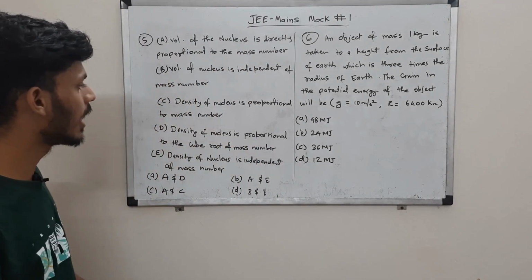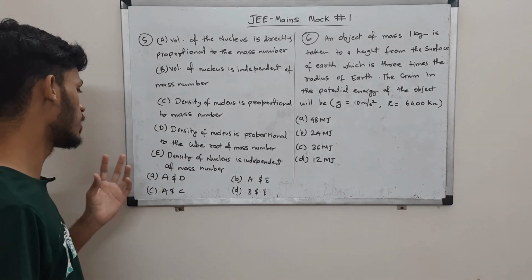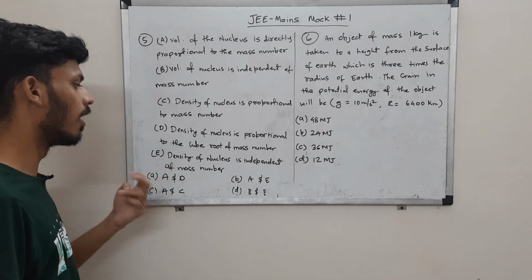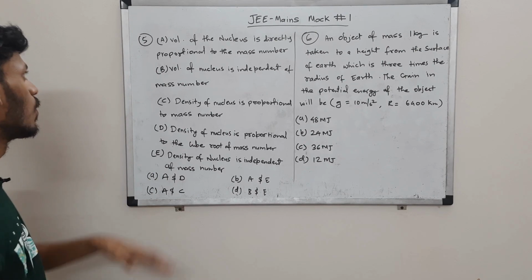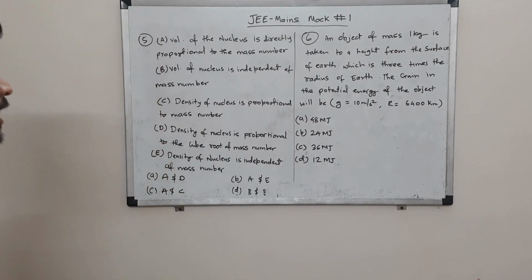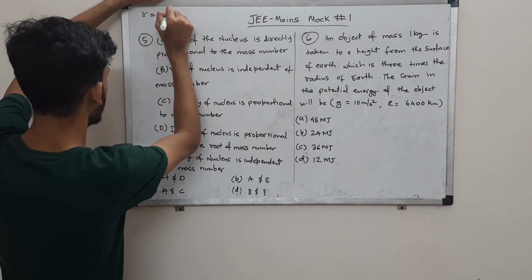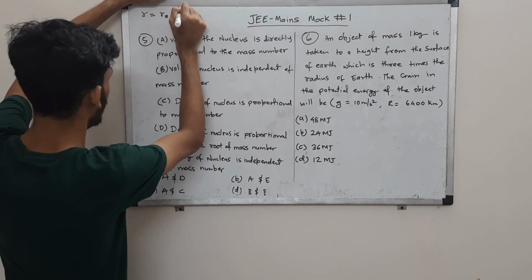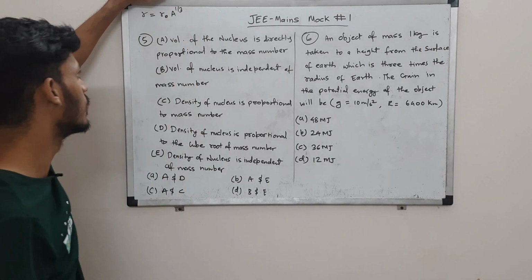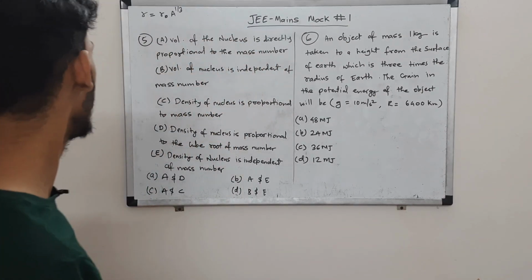In question 5 we are given 5 statements. Among these only 2 are correct. So we are supposed to select the option which has both the correct statements. The first statement reads, volume of the nucleus is directly proportional to the mass number. First of all, you can recall the relation that R is R naught A to the power 1 by 3, where A is the mass number. This is the relation for the radius of the nuclei, right?